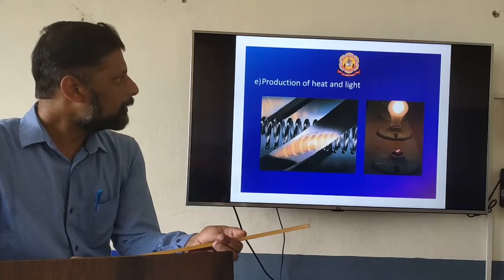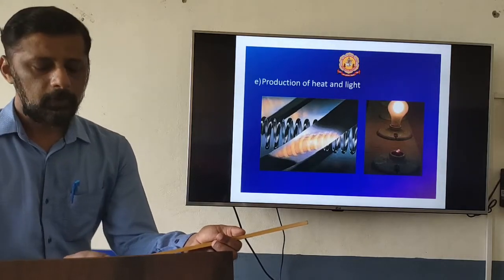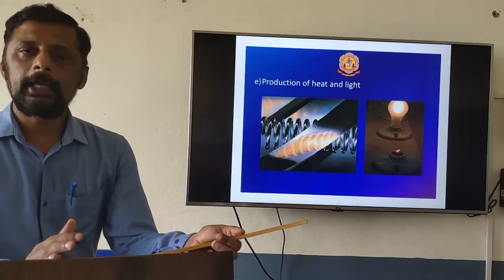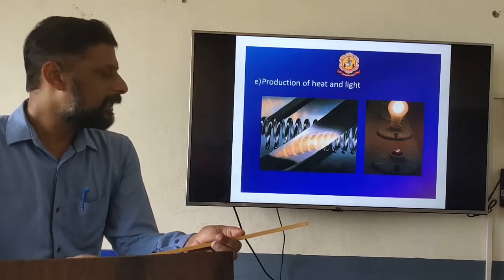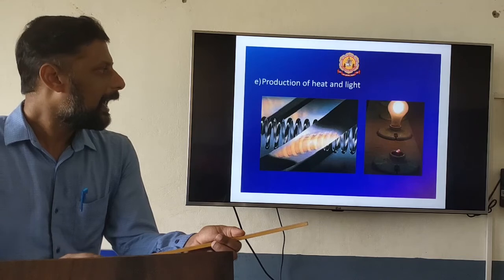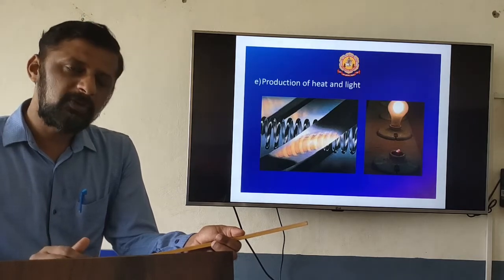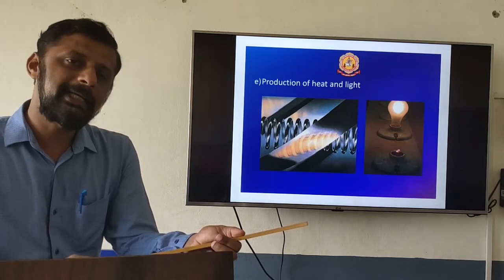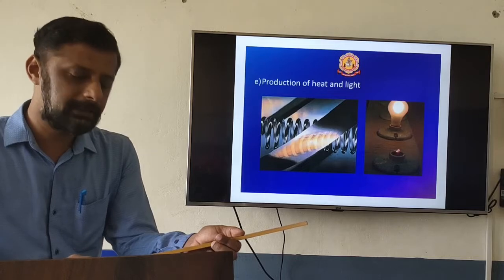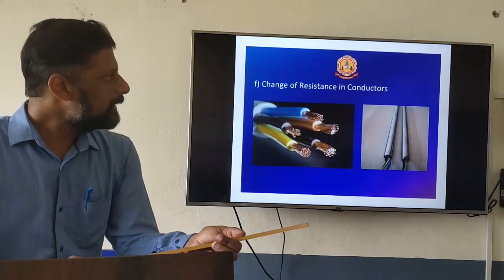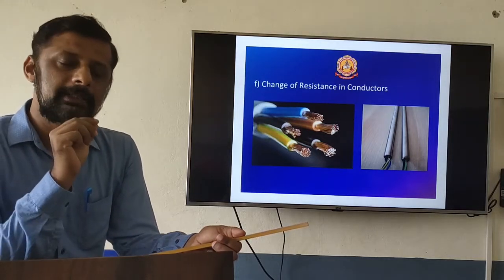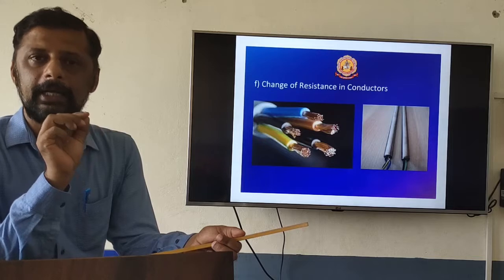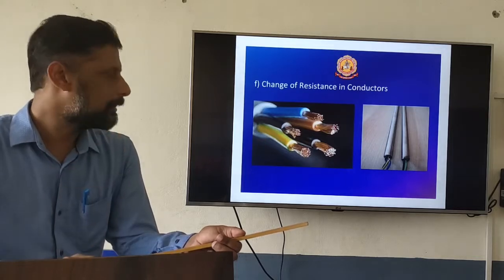Next, production of heat and light. It is possible to convert energy from one form to another. If a coil is heated, then what will happen? It produces heat. At the same time, it is possible to convert electrical energy into what? Heat energy, and electrical energy into light energy. Next, change of resistance in case of conductors. As the temperature increases, the resistance of a metal or conductor usually increases.